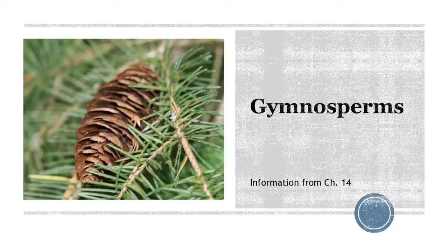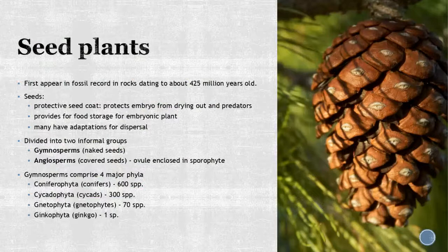All right, we're going to keep on this journey, and now we're moving into the gymnosperms. So we're moving on to the seed plants. These first appear in the fossil record about 425 million years ago. Now, I talked briefly about seeds, but they have that protective seed coat, which is going to protect them from drying out and also predators, and it's going to provide food storage for the embryonic plant.